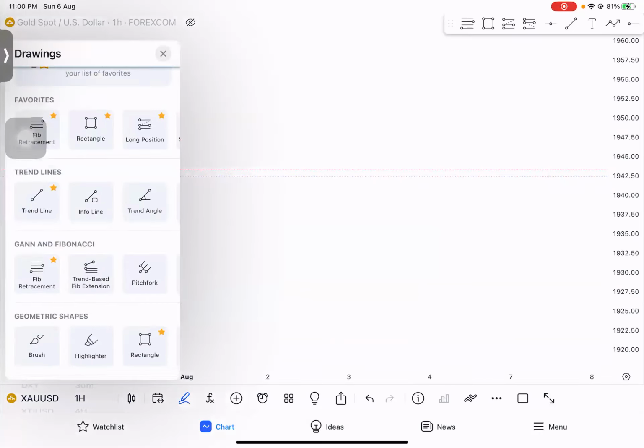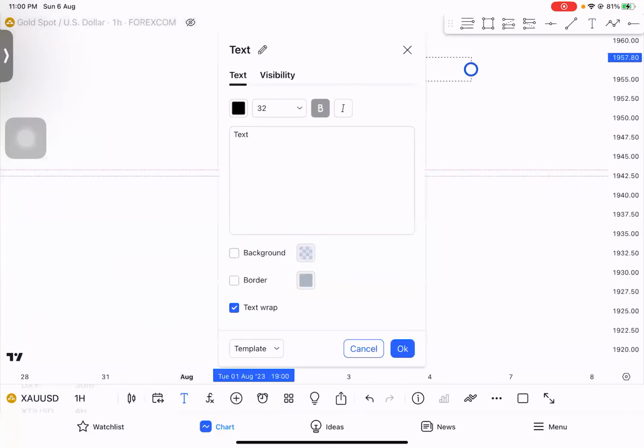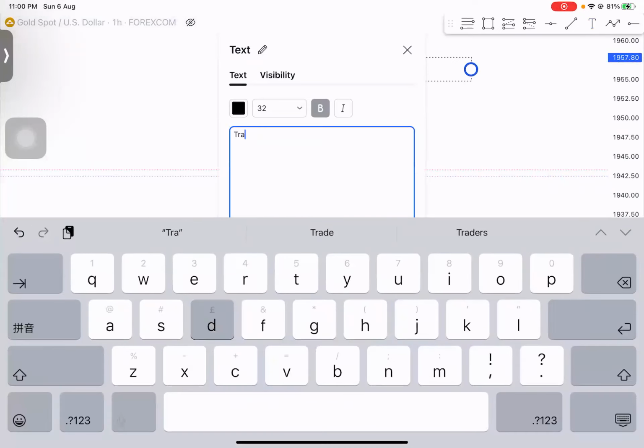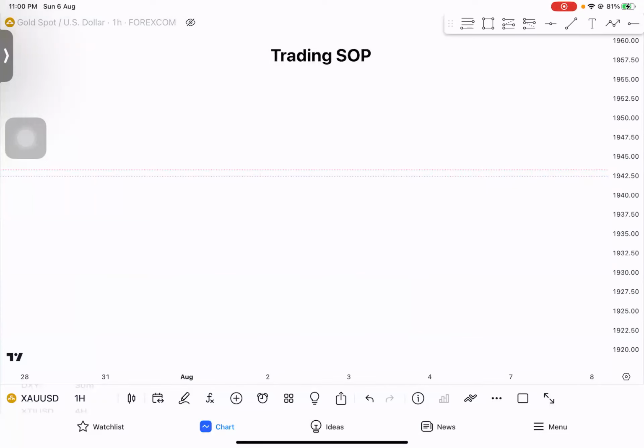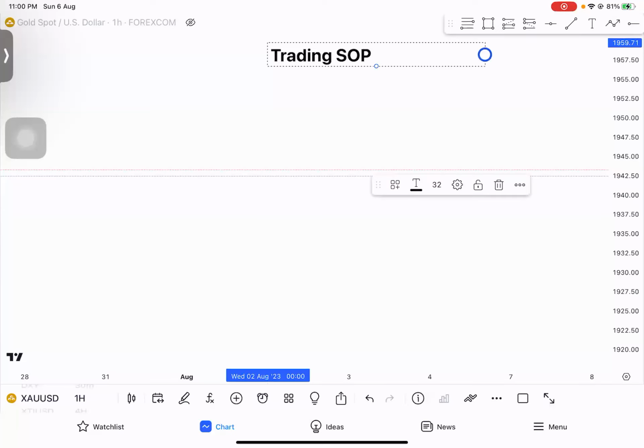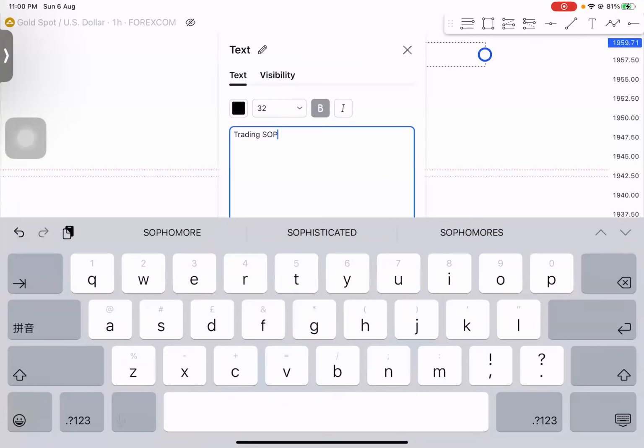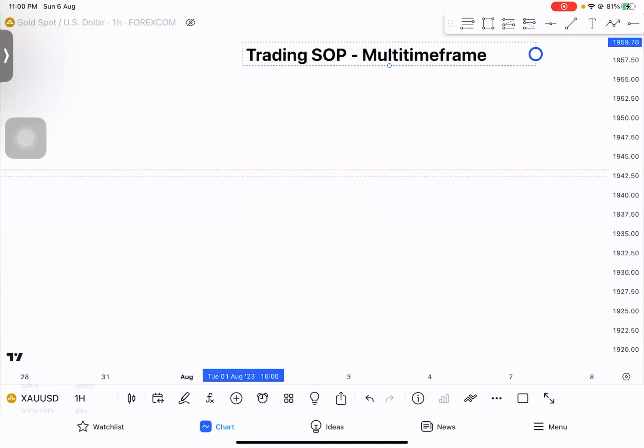The last one will be trade management, or just the trading SOP. I'll play around with the time frames to let you know how I identify the trade or the setup. The trading SOP for me is just multi time frame.